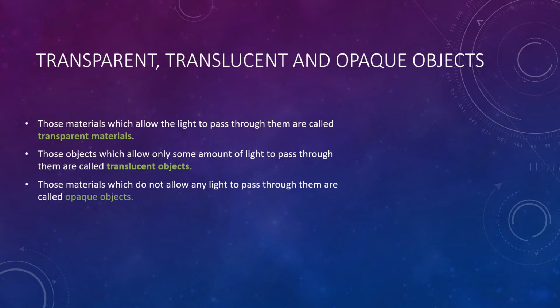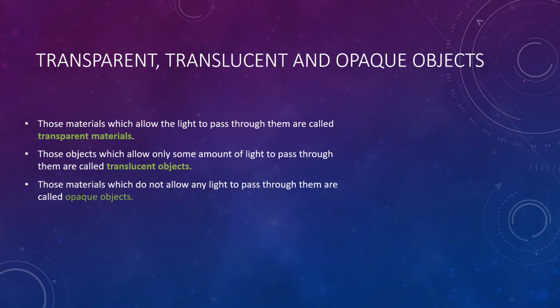The objects which allow the light to pass through, but not completely, only partially, are called translucent objects. Examples are butter paper, tracing paper, oily patch on paper, or frosted glass. Then again, we have a category of materials which do not allow the light to pass through them. These are called opaque objects.